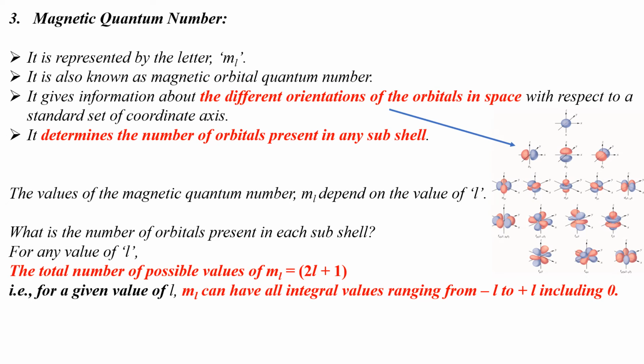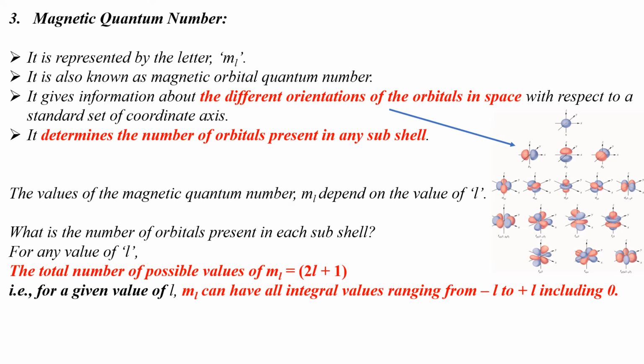Now let me do a comparison. When I was talking about the principal quantum number, I told you about a formula, n square. Remember, it tells you the total number of orbitals present in a shell. That's the difference. But the magnetic quantum number determines the number of orbitals present in any subshell. Clear? The values of the magnetic quantum number ml depend on the value of l.